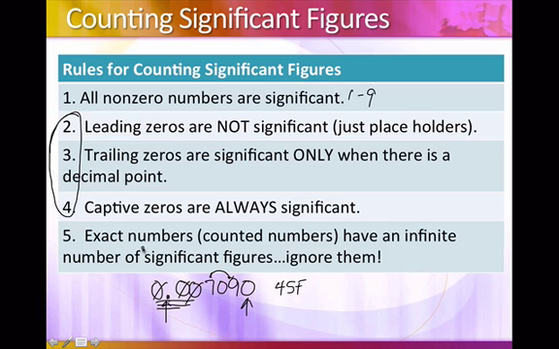And the last one is exact numbers. So for example, if I said I had 3 apples, and I'm using that in a calculation, because I counted the 3 apples, it has an infinite number of significant figures, so it doesn't count. It doesn't get included. We just kind of ignore them.